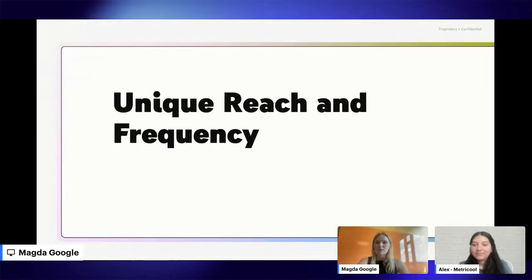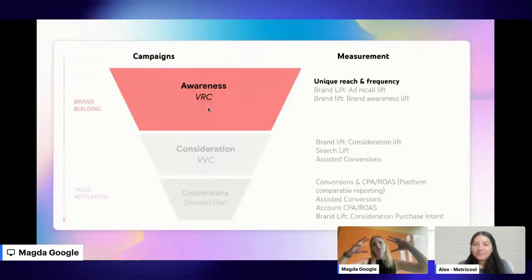So first of all, we're at the top of the funnel and we're talking about unique reach and frequency. What I would also love to stress here is one of the common mistakes that I'm seeing when working with advertisers is that they use the wrong measurement metrics for the wrong campaigns. For example, unique reach and frequency is the objective of the awareness campaigns, so the VRC ones. I don't recommend using it for demand gen, for example, which focuses on a completely different objective and also uses probably a very different creative, or at least it should.